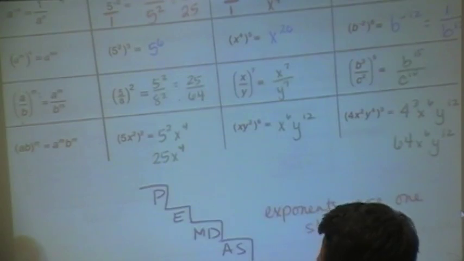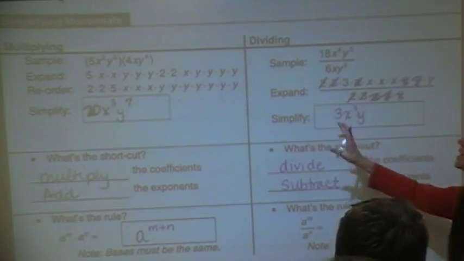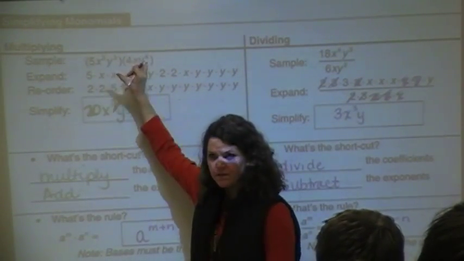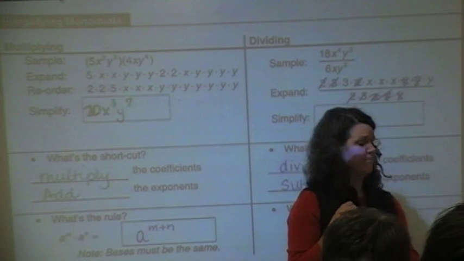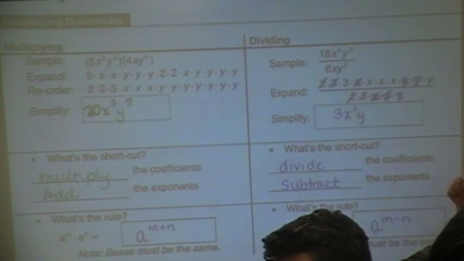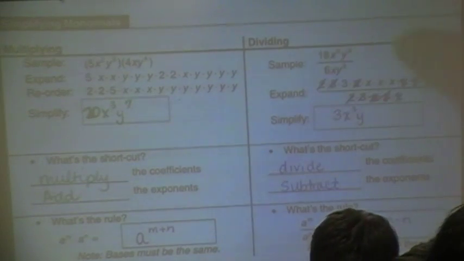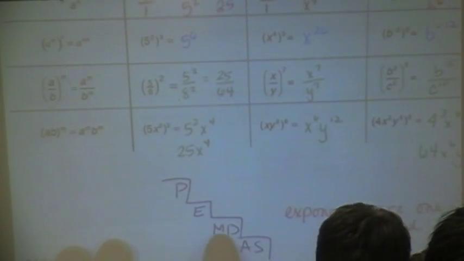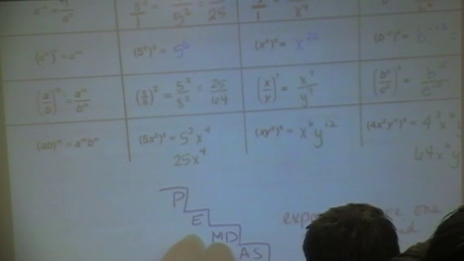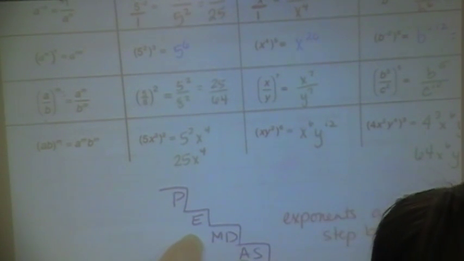So, for example, up here at the top, I look at this problem and I see something in parentheses next to something in parentheses. That operation is multiplication. So overall, it's a multiplication problem. But my exponents are one step below whatever my operation is. So if my operation is multiplication, my exponents are added.